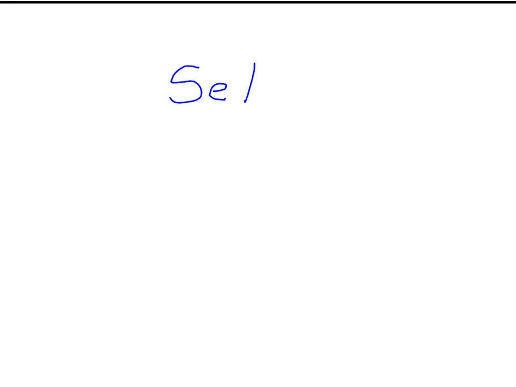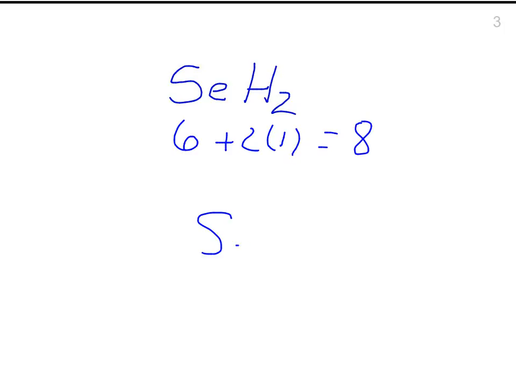Draw SeH2. If I'm going to do this one, you should have gotten selenium has 6 plus 2 times 1 for the hydrogen. So I'm going to get 8 total. The fundamental basic shape is going to look like this. Hydrogen is happy, has a noble gas structure with 2 right there. So 2, 4 coming off of that. I get 4 left over, and I put 1 there, 1 there, 1 there, and 1 there.